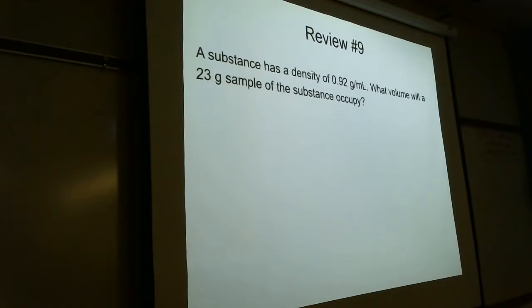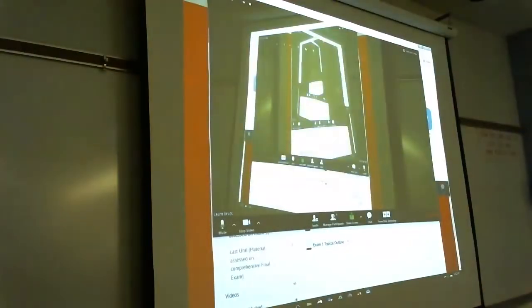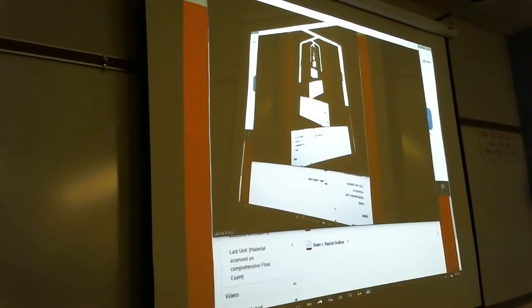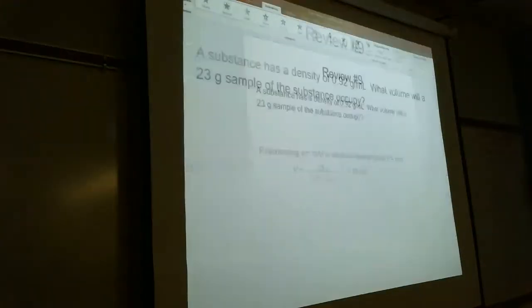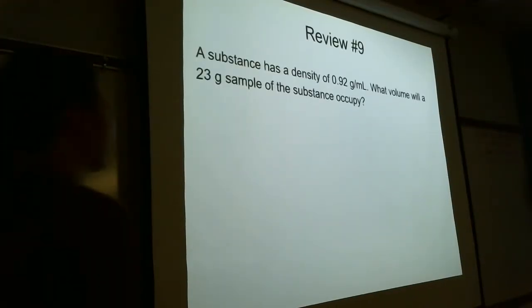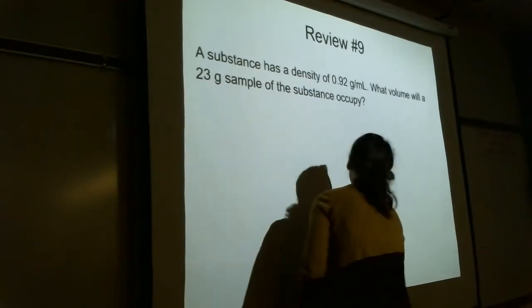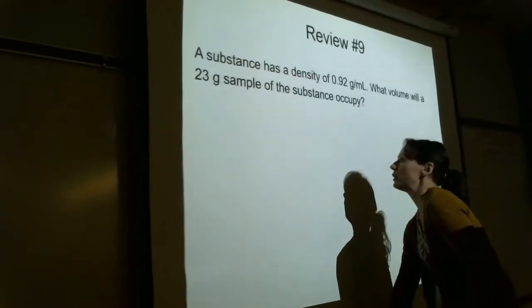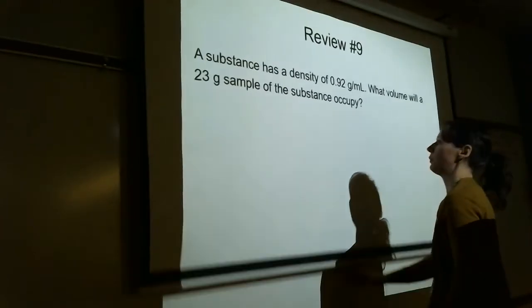Okay, try this one. A substance has a density of 0.92 grams per milliliter. What volume will a 23-gram sample of the substance occupy? Pause the video. All right, let's go over this one. A substance has a density of 0.92 grams per milliliter. What volume will a 23-gram sample of the substance occupy?